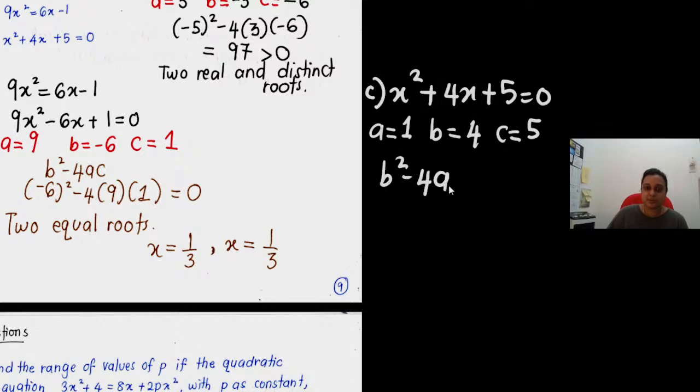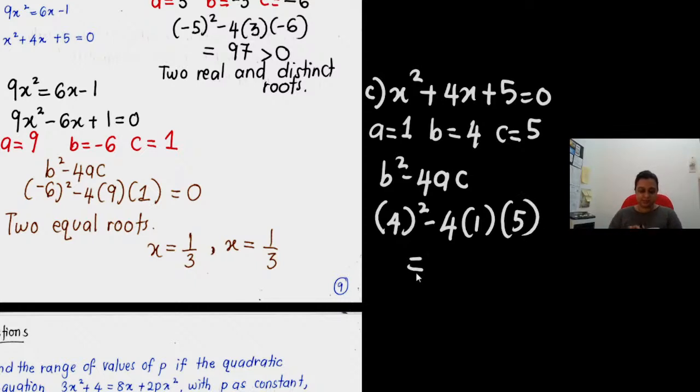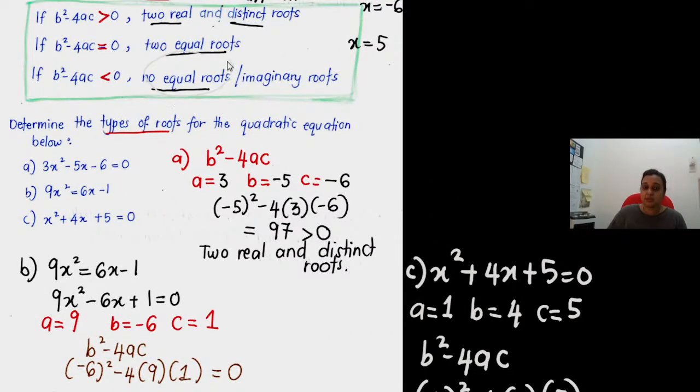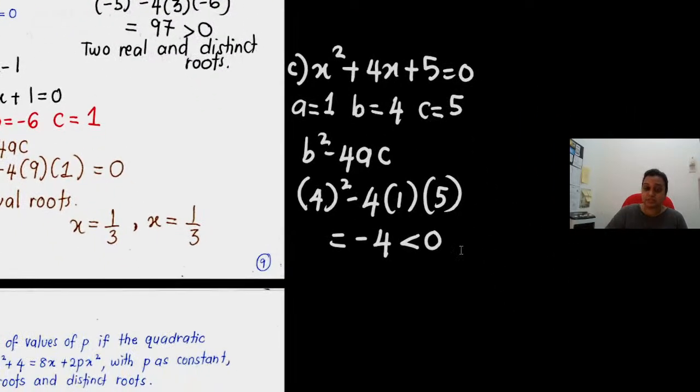Substitute into the discriminant, we will get 4 squared minus 4 times a times c. Let's see what's the answer. 4 squared is 16 minus 4 times 1 times 5, which is 20, so we get -4. If we get a negative value, that means it's smaller than 0, right? If smaller than 0, it means no equal roots. That means it has imaginary roots. So the equation has no real roots.